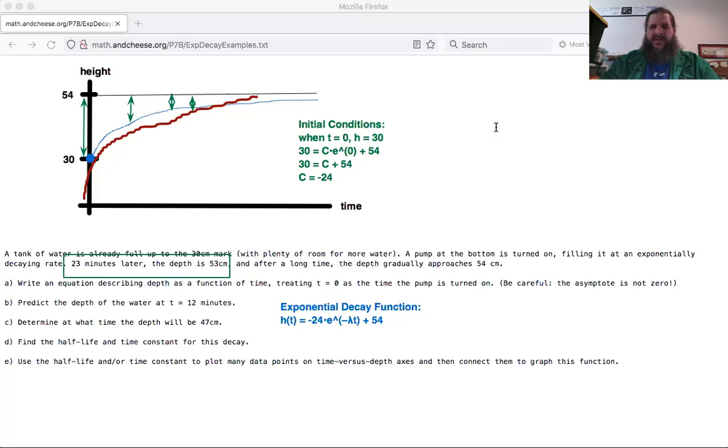Yeah, start by subtracting 54 from both sides. So we get negative 1 equals negative 24 times e to the negative lambda times 23, or just negative 23 lambda. And then what?